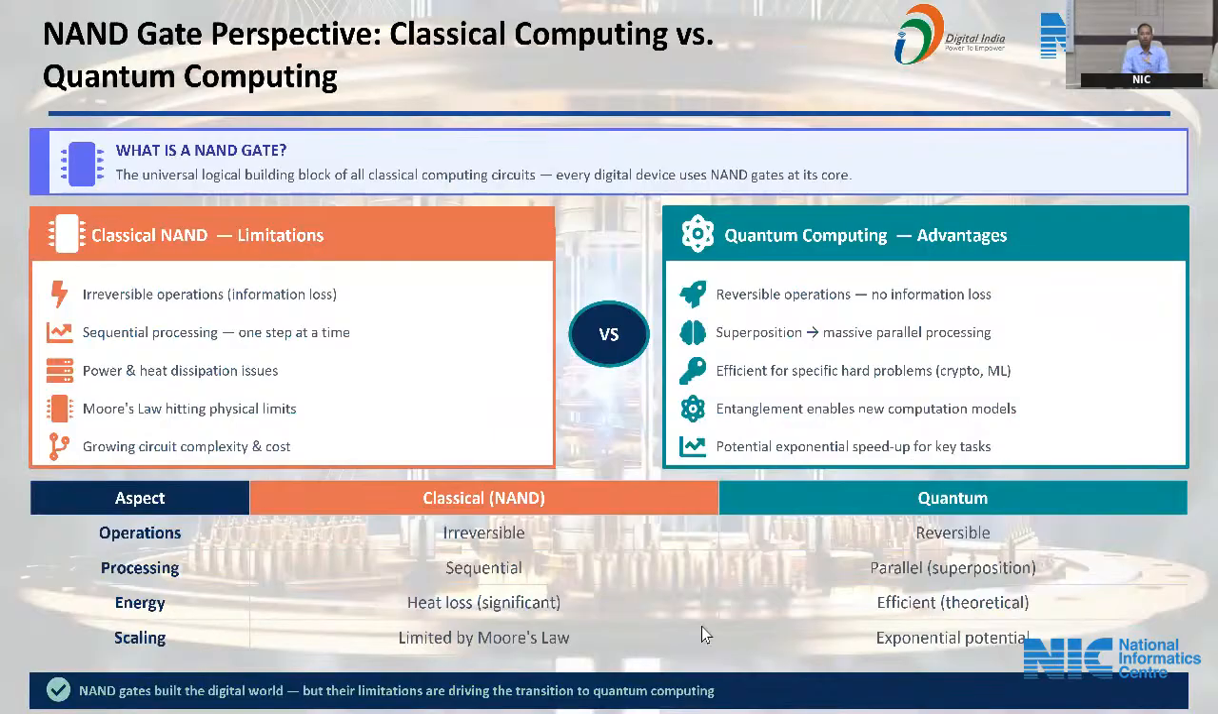The advantage of quantum computing is that we can have reversible operations and superposition, which I just discussed, efficient for specific hard problems, for cryptography and machine learning. Entanglement is one of the very useful features of quantum computing, which can be used to have very secure communication channels. And the exponential speed is always there.